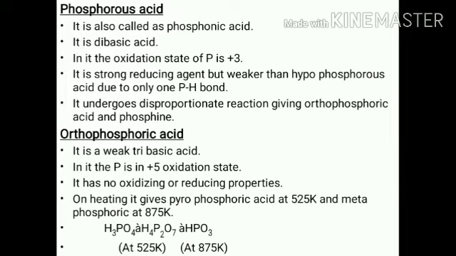Now, orthophosphoric acid. Orthophosphoric acid is a weak tribasic acid. Tribasic means it contains 3 OH bonds. The oxidation state of phosphorus is plus 5. It has no oxidizing or reducing property. On heating, it gives pyrophosphoric acid at 525 Kelvin and metaphosphoric acid at 875 Kelvin. So the chemical reaction is given here.